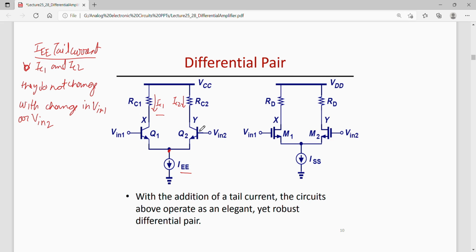Now, similar to a BJT based differential pair, one can also think of using a MOSFET in designing these differential pairs. Again, in a MOSFET based differential pair, one can add a tail source to set up the drain currents ID1 and ID2.